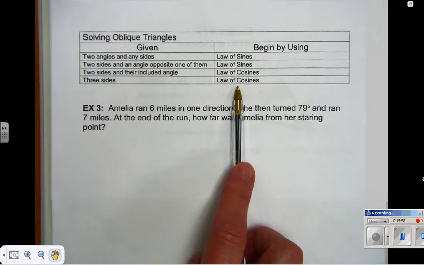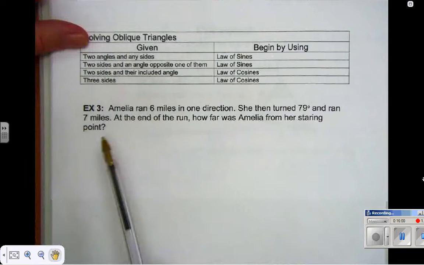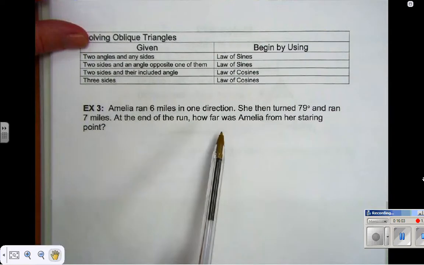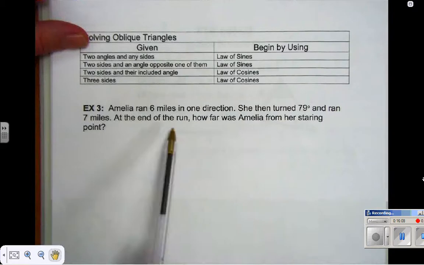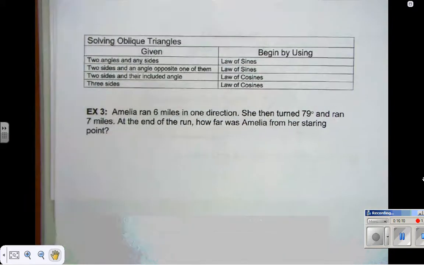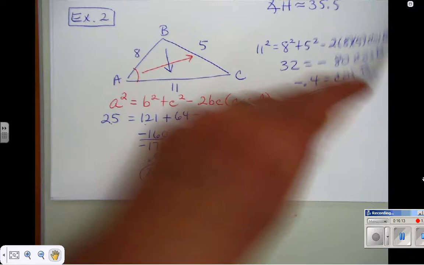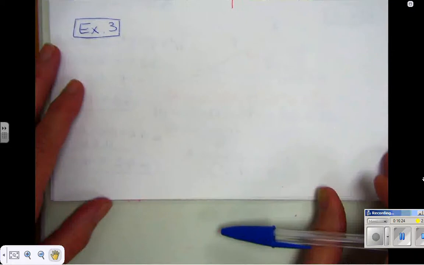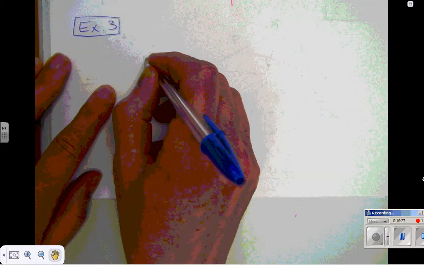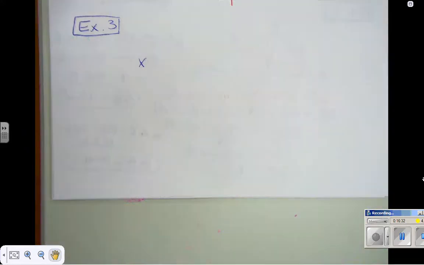So let's read the problem. Example 3. Amelia ran 6 miles in one direction. She then turned 79 degrees and ran 7 miles. At the end of the run, how far was Amelia from her starting point? Turn this over. I'm going to draw an example of what she did. It's always a good place to start when you have a word problem. If you can draw a picture to represent it, it might help you to organize the information that you're given.